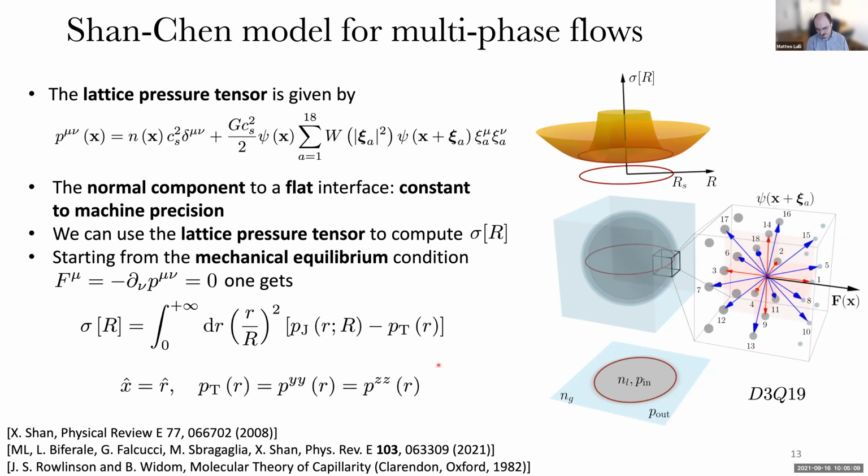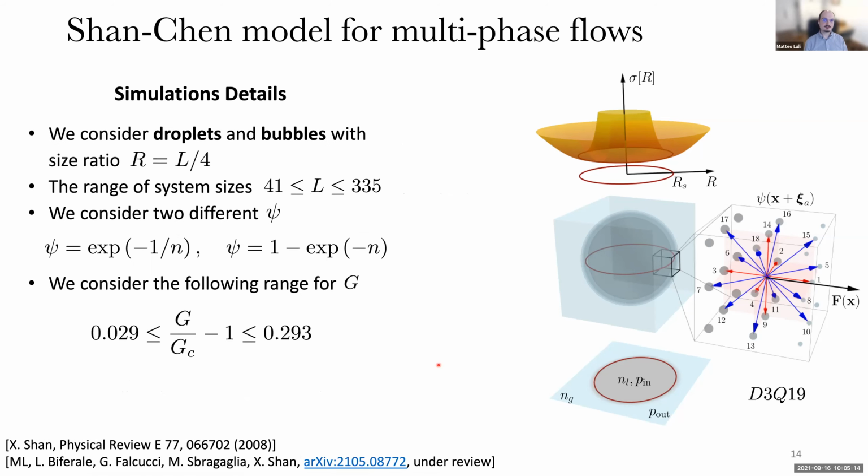Whereas the normal one will be Pxx. I didn't write it. So these are the simulation details.